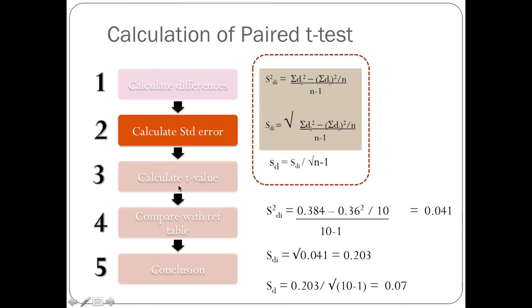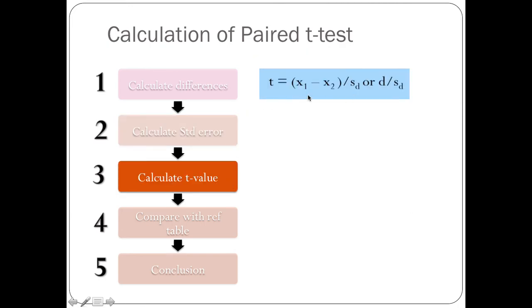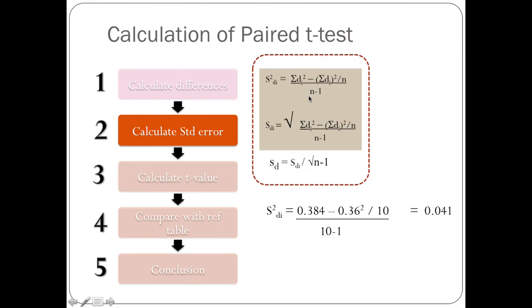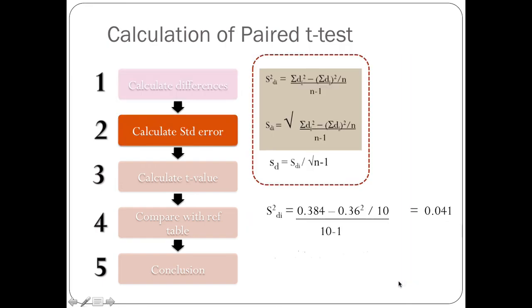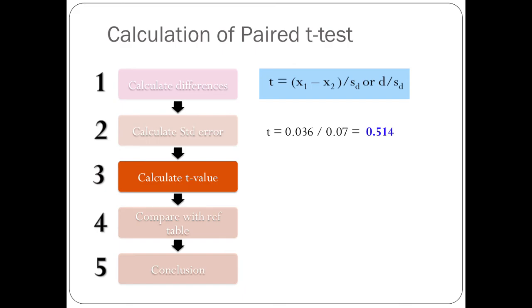Now let's move to the third step. Calculate the t-value. This is the formula of the t-value. The mean of X1 minus X2. If you can't remember, let us go back. This is the mean value, 0.036. So 0.036 divided by your standard error, 0.07 just now, and then you get 0.514. This is your t calculated.